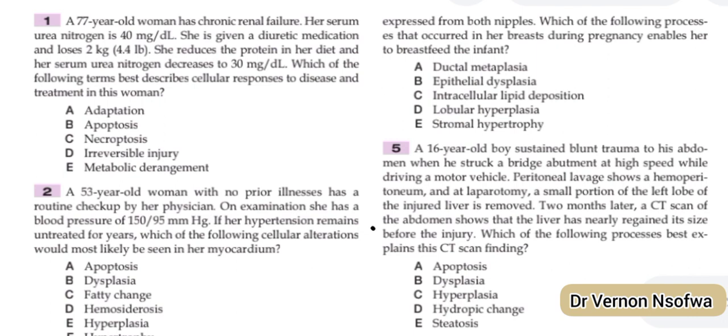The first question that we have is, a 77-year-old woman has chronic renal failure. Her serum urea nitrogen is 40 mg per dl. She is given a diuretic medication and loses 2 kg, which is 4.4 pounds. She reduces the protein in her diet, and her serum urea nitrogen decreases to 30 mg per dl. Which of the following terms best describe cellular responses to disease and treatment in this woman?